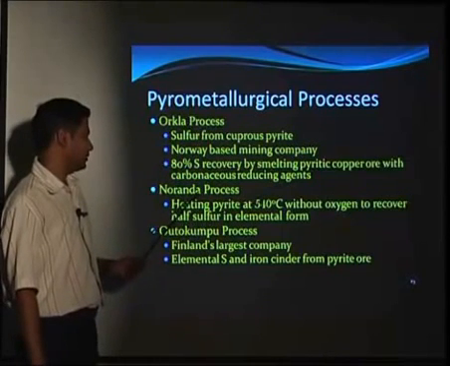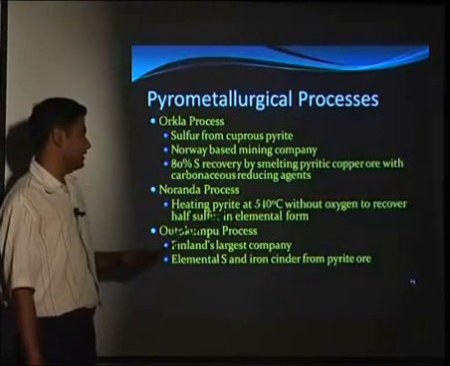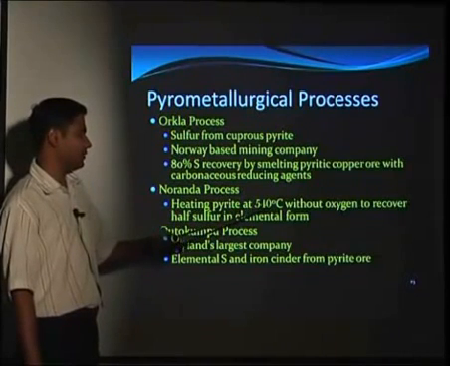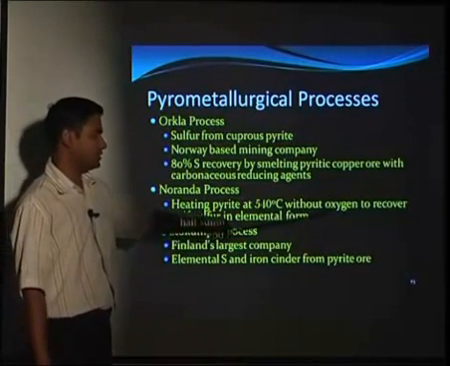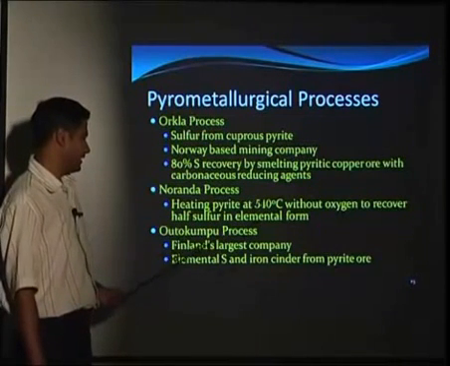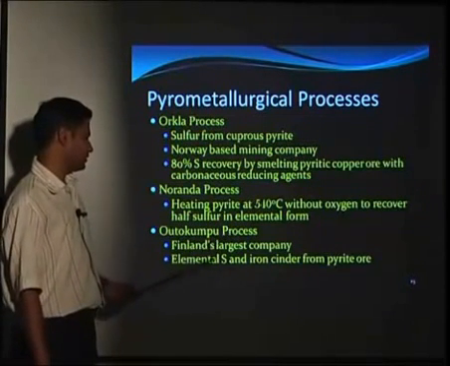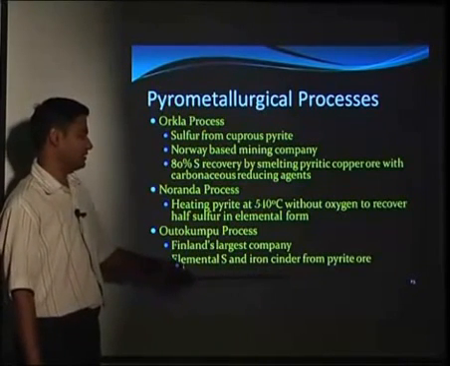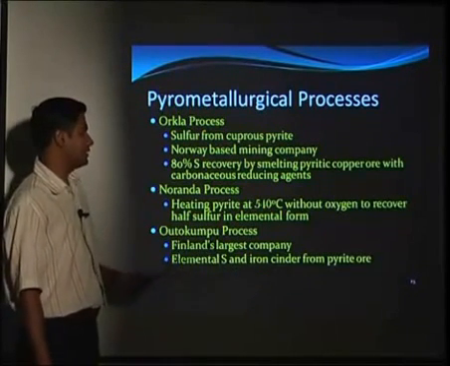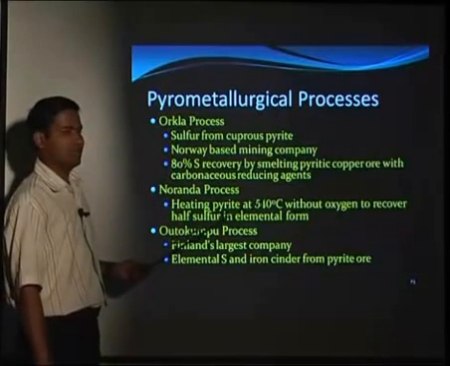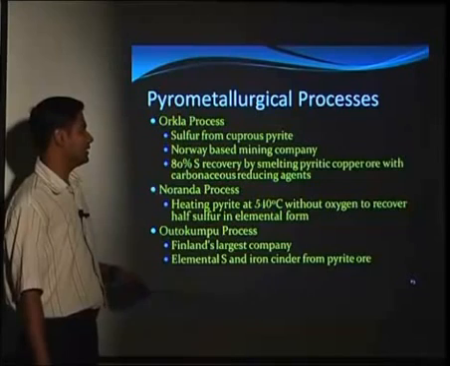Then the next one was the Noranda process. Here, heating pyrite at around 540 degrees Celsius without oxygen to recover half the sulfur in elemental form. And the last one was the Outokumpu process. This was Finland's largest company, producing elemental sulfur and iron cinder from the pyrite ore. So the Orkla, Noranda and Outokumpu processes were used before to recover the sulfur.